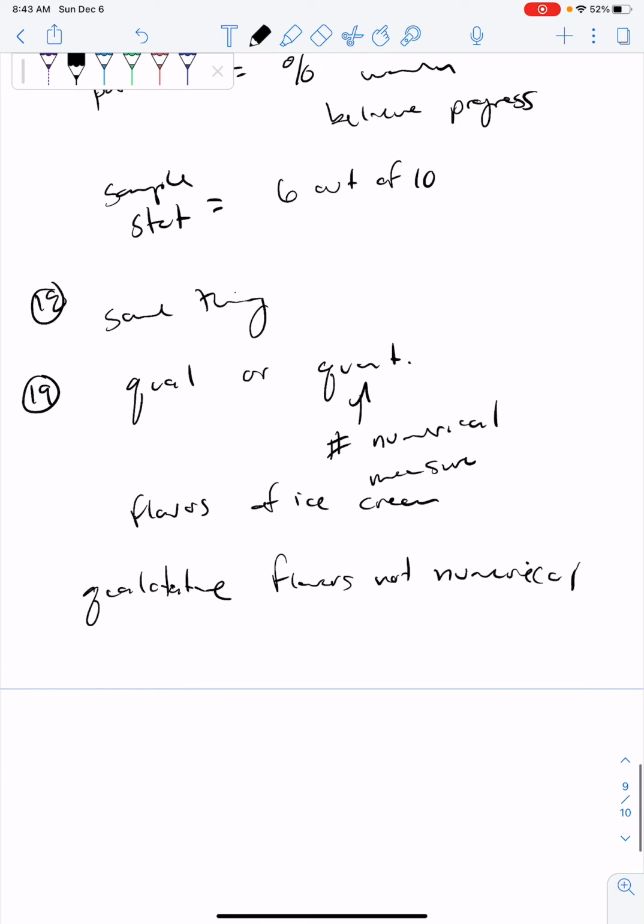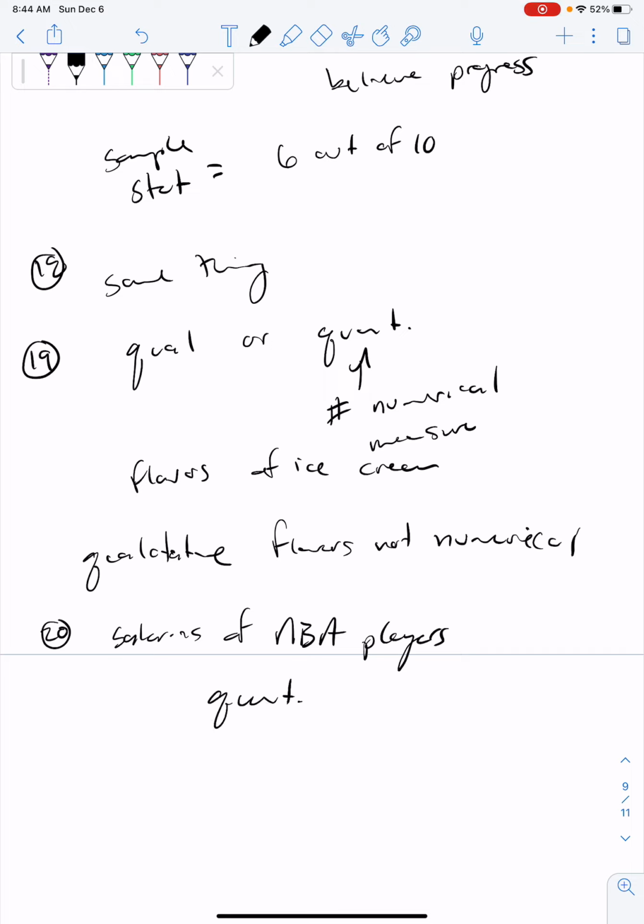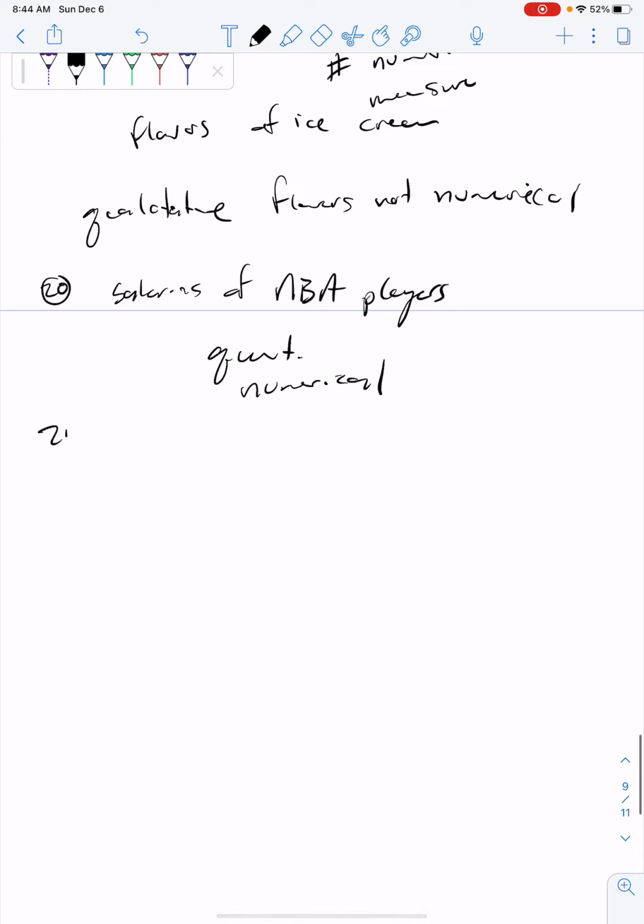Quick and easy, right? Number 20, same kind of question. Is it numerical or is it qualitative? This one asks, at least for me, the salaries of NBA players. What are the salaries of NBA basketball players? This is definitely quantitative because salaries is numerical. So I would say it's quantitative because salaries are numerical. And that's it for number 20. Hopefully that one's on the final. Give you a couple easy ones there.